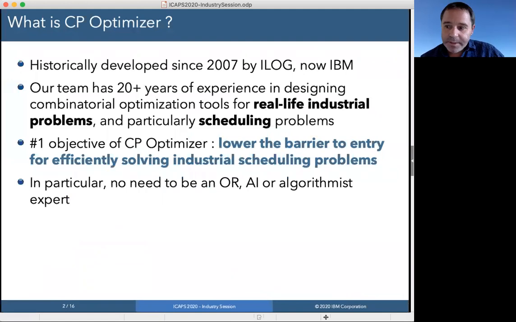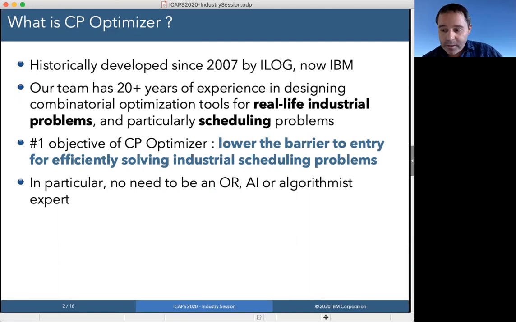We started developing CP Optimizer in 2007, some years before our company, ILOG, became acquired by IBM. At that time, we already had a lot of experience with our previous generation tools, I mean ILOG Solver and Scheduler, applying constraint programming technology to solve real-life optimization problems of our customers, and in particular scheduling problems.